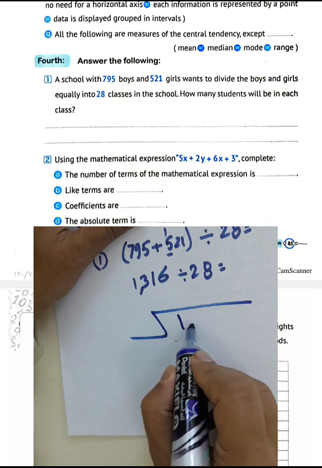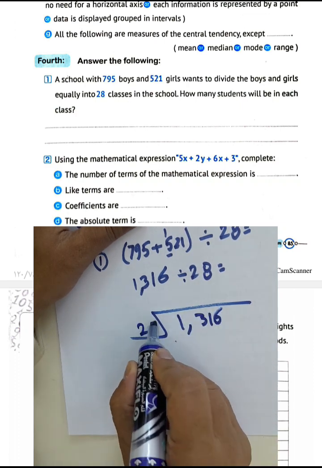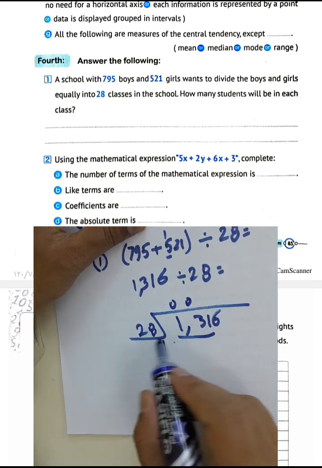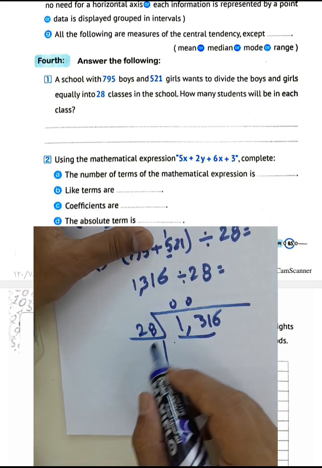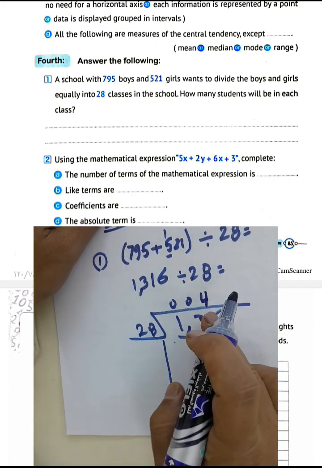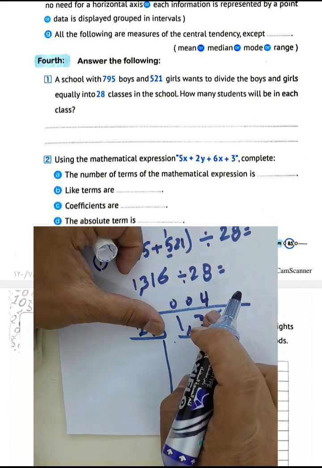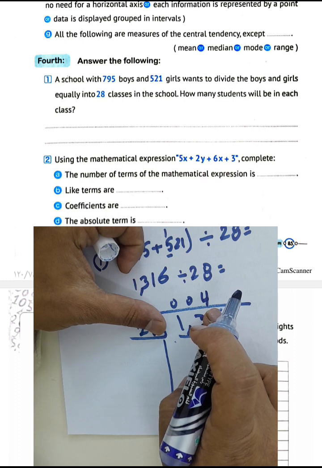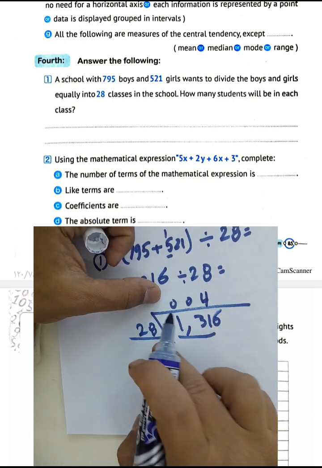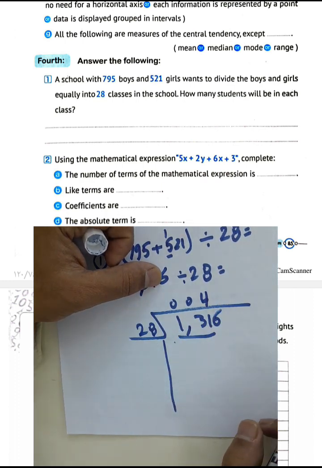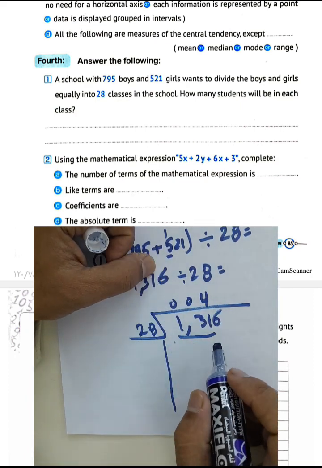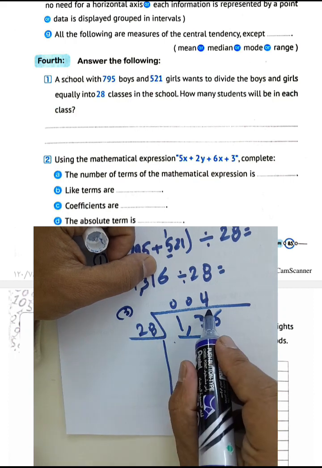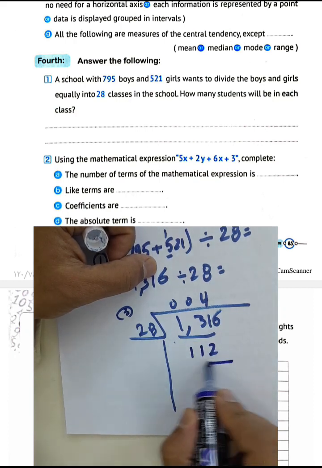Long division, 1316 divided by 28. 13 is less than 28, so we take 131 divided by 28. The nearest number will be 4, because this appears digit by digit. 4 times 8 equals 32. Write 2 and carry 3. 2 times 4 equals 8. 8 plus 3 equals 11. It's the nearest number.